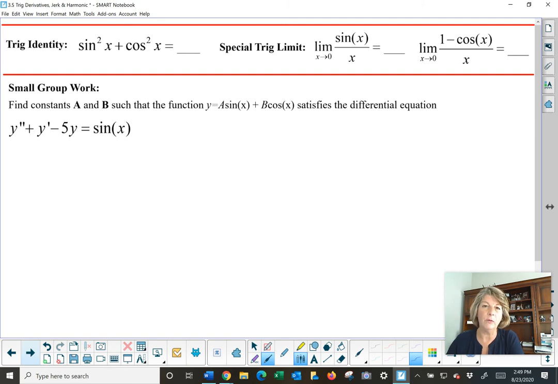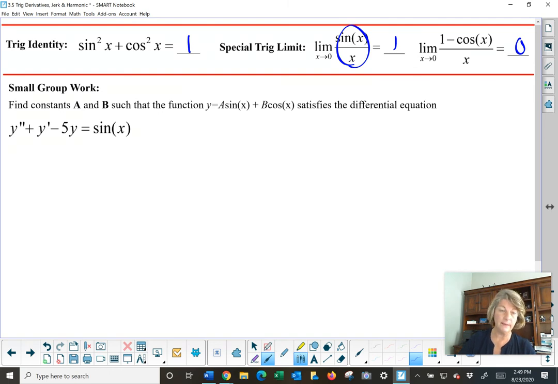I wanted to bring back a recall on some of those trig things that we learned in pre-calc, like sine squared plus cosine squared equals 1. The special trig limit, the limit as x goes to 0 of sine x over x, that's equal to 1. This also can be flipped over, so we have x over sine x. And then the limit as x goes to 0 of 1 minus cosine x over x is 0. Those three are good things to remember for the test.